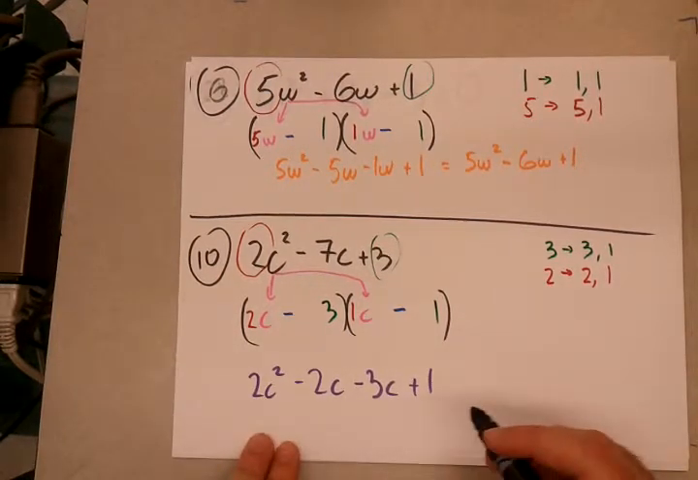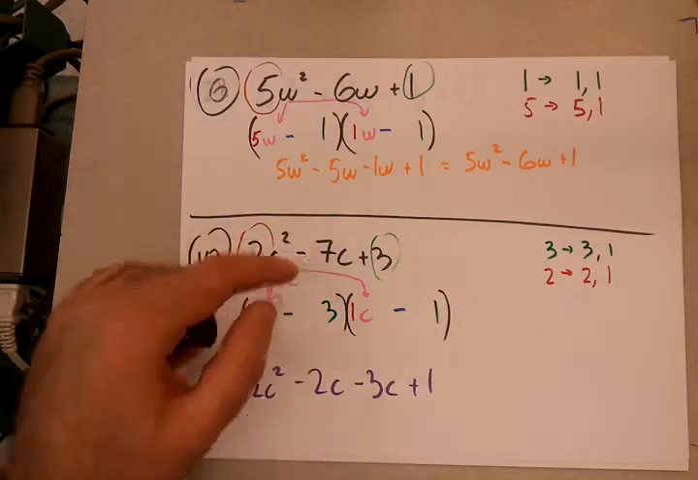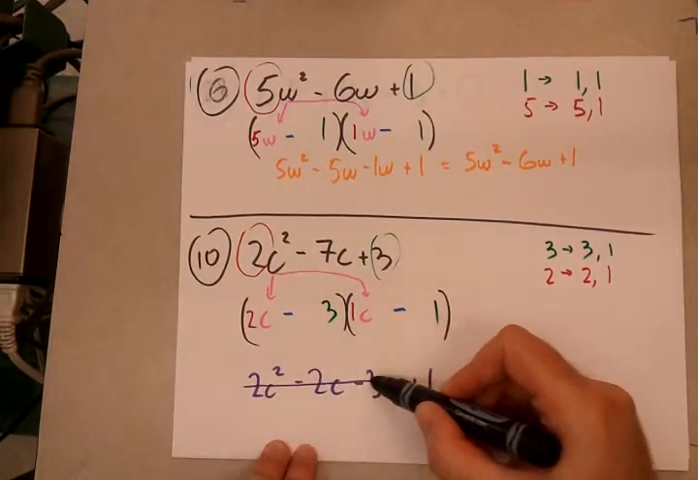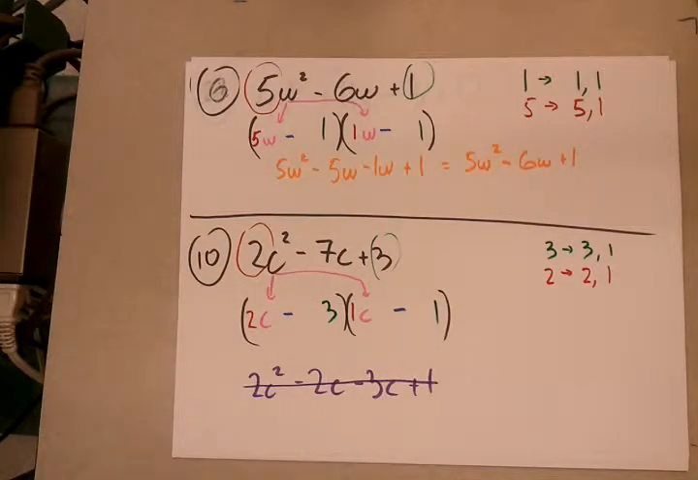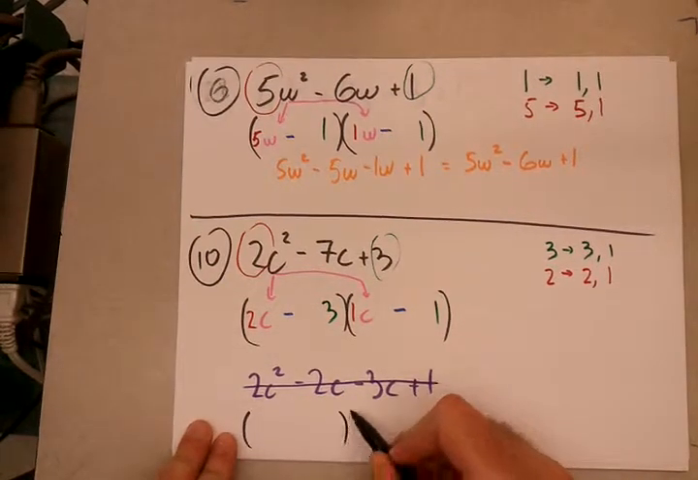Close, but that's not going to work because -2c plus -3c, or however you want to read this, that gives me a -5c. I want a -7c. Nope, that's not going to work for us. So let's go ahead and try my other combination.